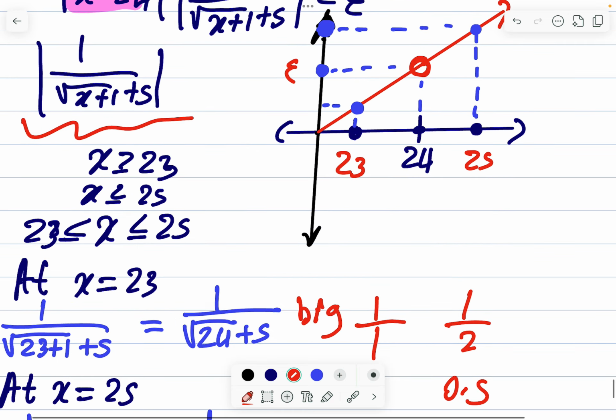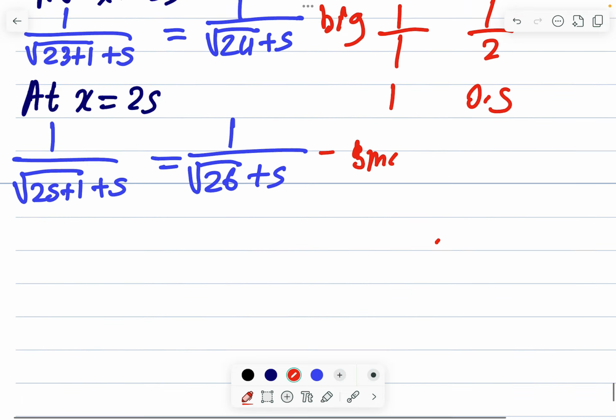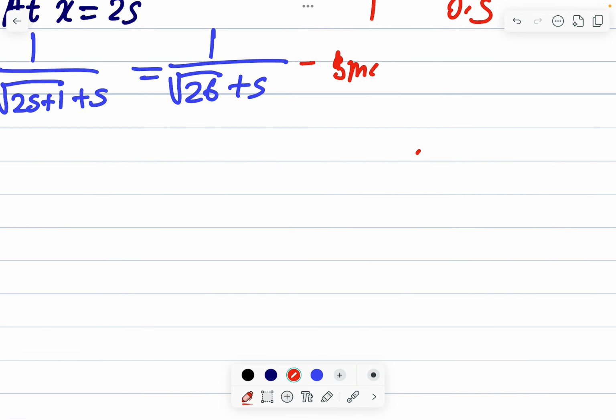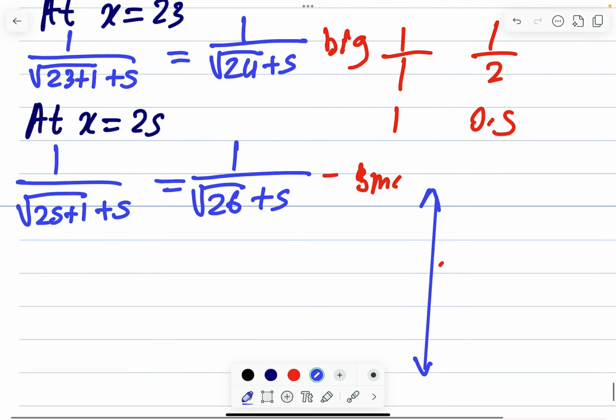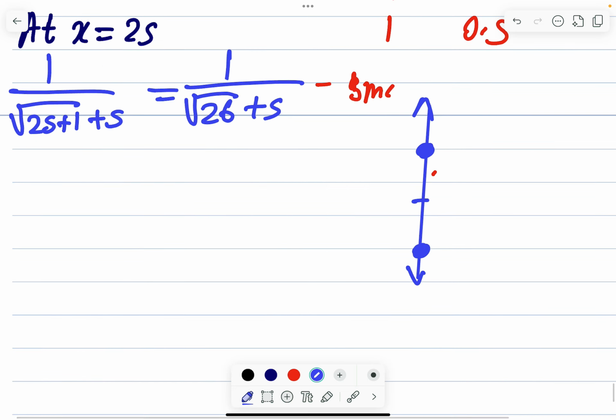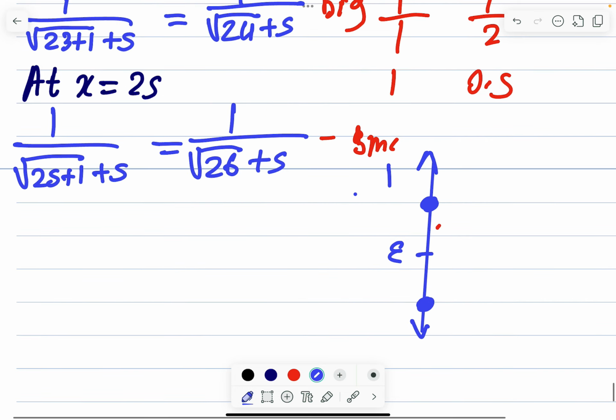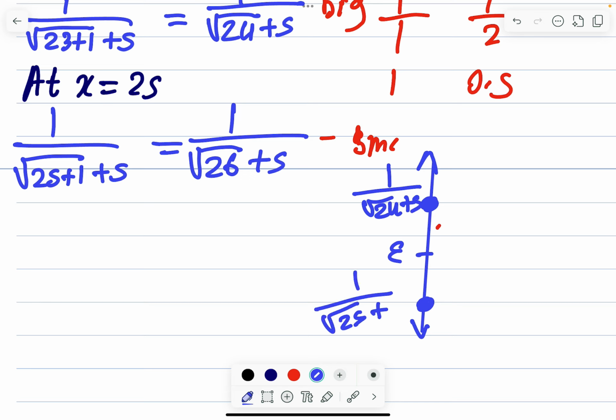It means within my range. Let's talk about my range. Within my range, since that thing is the y values, according to me, this one is here. This is my some delta. This one is here. Understand? So this one is 1 over square root of 24 plus 5. Here is 1 over square root of 25 plus 5.